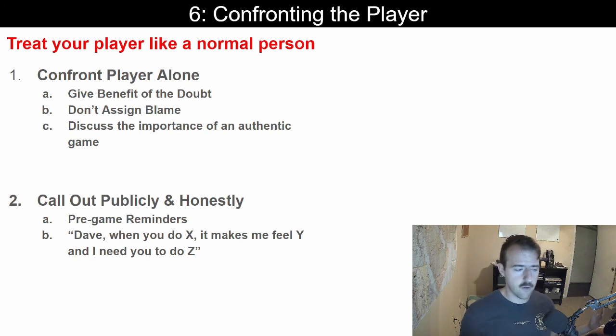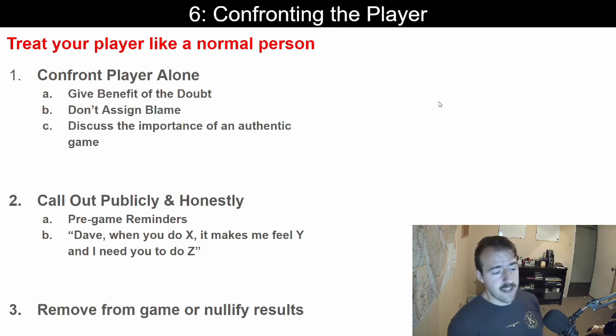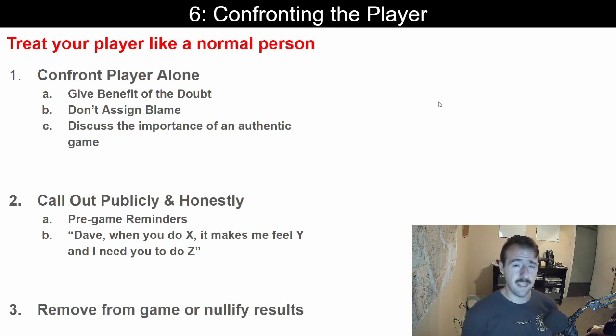that's causing issues for everyone else, I would just come out and say, hey, Dave, when you do X, it makes me feel Y, and I need you to do Z. So this could be, Dave, when you tell everyone and spoil the story, it makes me feel like you don't care about the game I'm running, and I need you to allow others to take the lead if you feel like you know what's coming next. And ultimately, if that doesn't work, you may need to remove them from the game or just nullify the results. If they are egregiously, continuously rolling 20s over and over again, their attacks just don't do any damage.